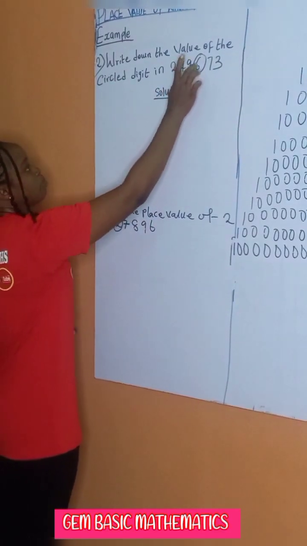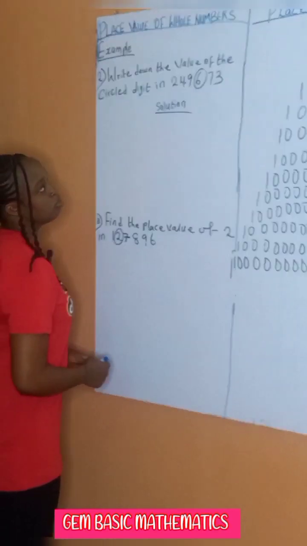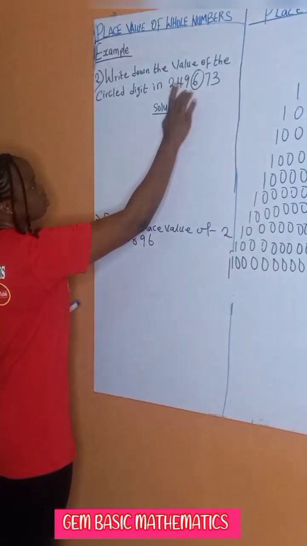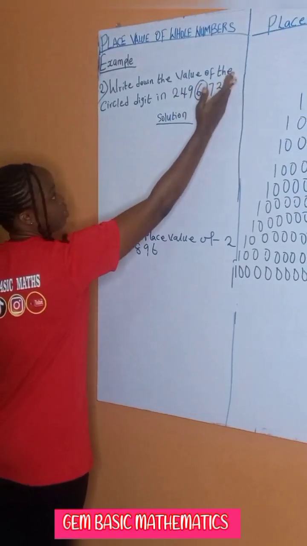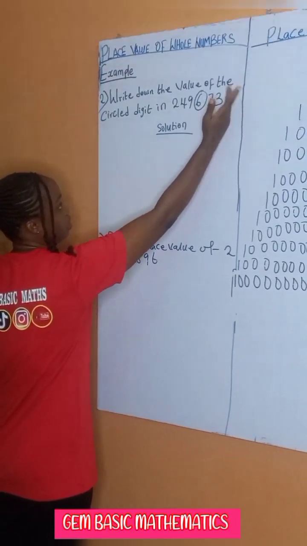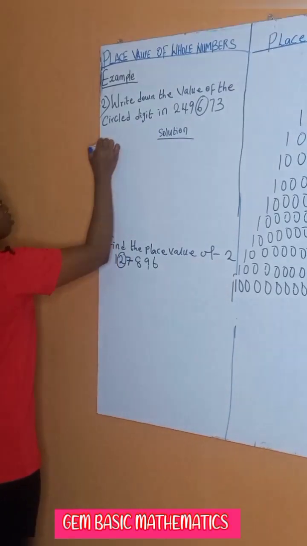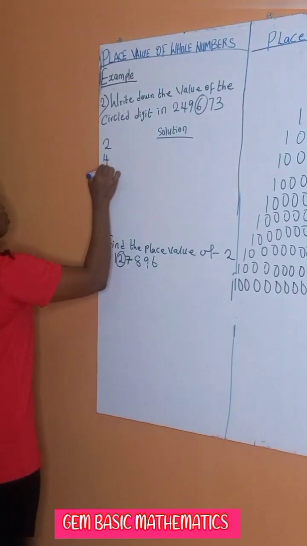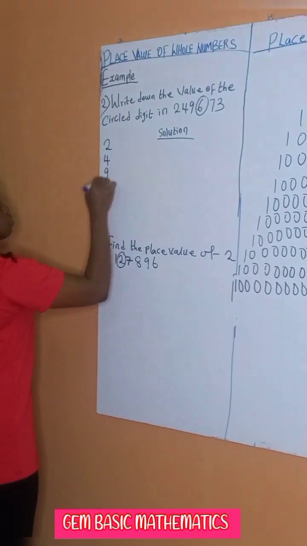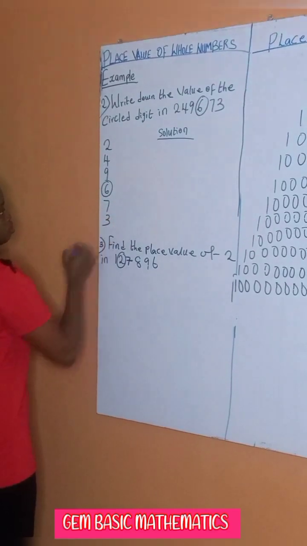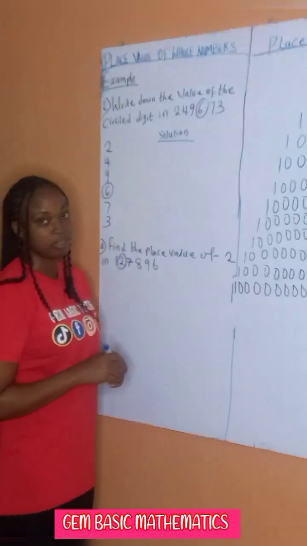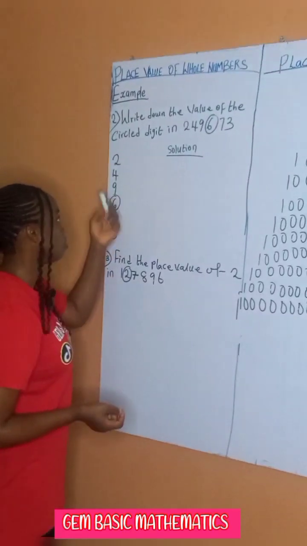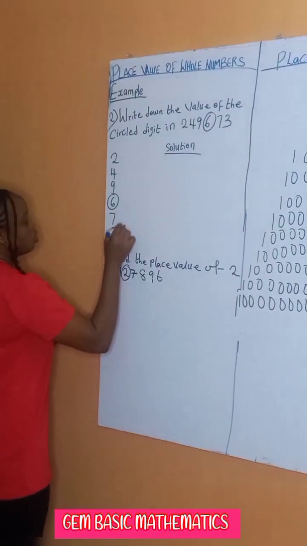Number 2: write down the value of the circled digit in 2, 4, 9, 6, 7, 3. That means you're asked to find the place value of 6. Remember, for us to write this, we're starting from the right hand side. Just write it out: 2, 4, 9, 6, 7, 3. Can you still remember the song I taught you? With that song, you'll be able to solve this.